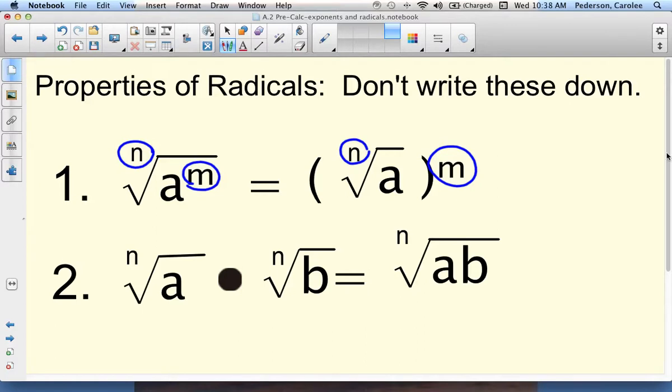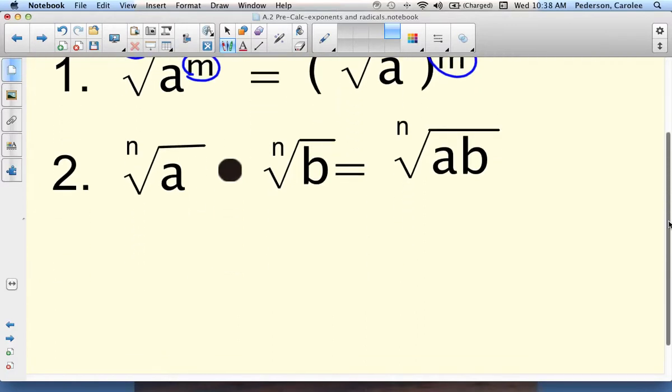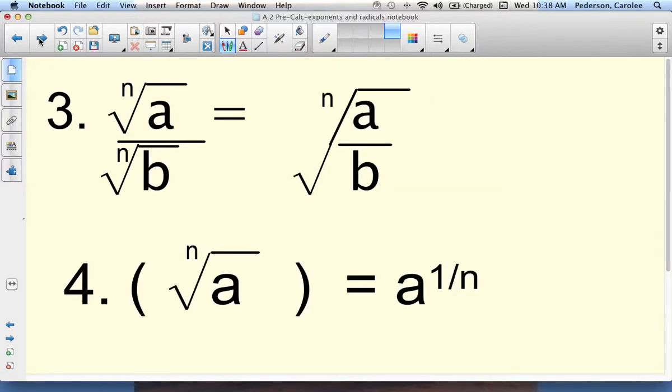The second property is multiplication. Notice they both have to have an index of 2, and then you can multiply these two together into one radical. The third property is division. Notice both of them have an index of n and can be written with division as one radical.